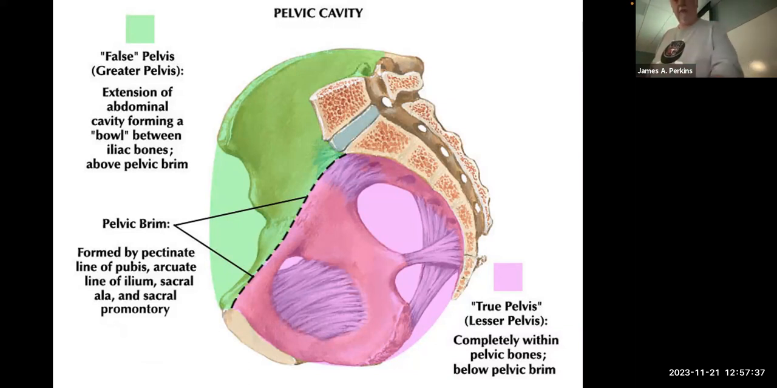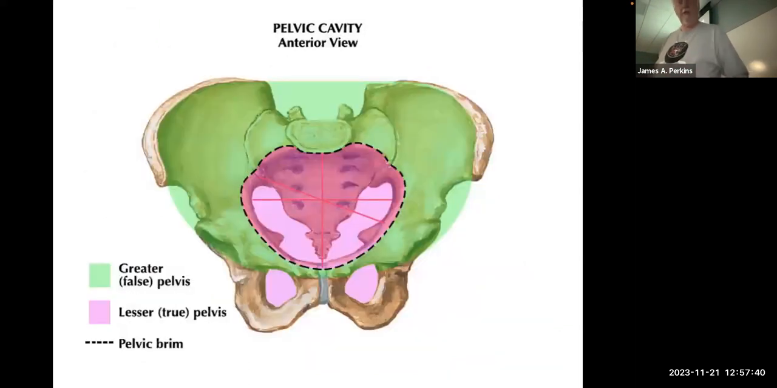I think this is the better way of looking at it. I did try it on an anterior view too. I'm not sure that this is any better. I think it actually doesn't work quite as well, but hopefully this helps you, number one, understand the pelvic brim, how it's formed by the pectinate line of the pubic bone, the arcuate line of the ilium, the ala of the sacrum, and then the promontory at the very front of the S1 vertebra, and goes all the way around to form this complete, more or less oval, separating the greater pelvis above from the lesser pelvis below.